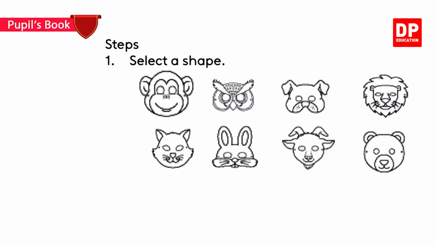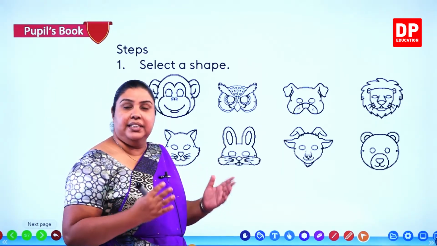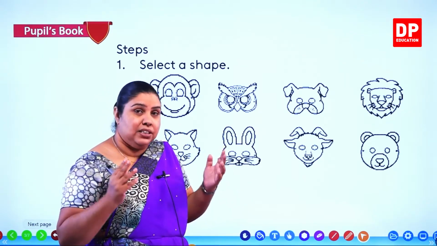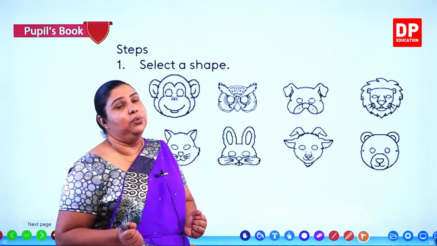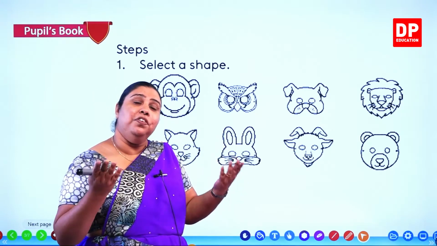Okay. Now this is what you have to do. You have to select a shape. Now, as I told you, you don't have to do the same exact thing that I do. You don't have to select the same shape as the teacher. You can have any shape of your choice.